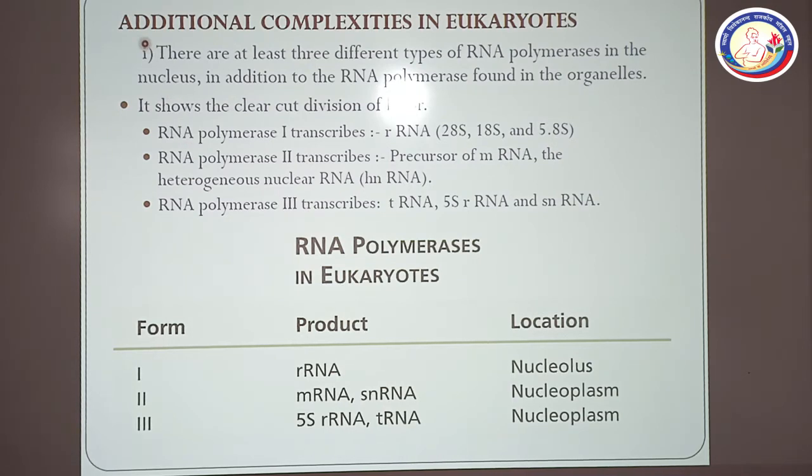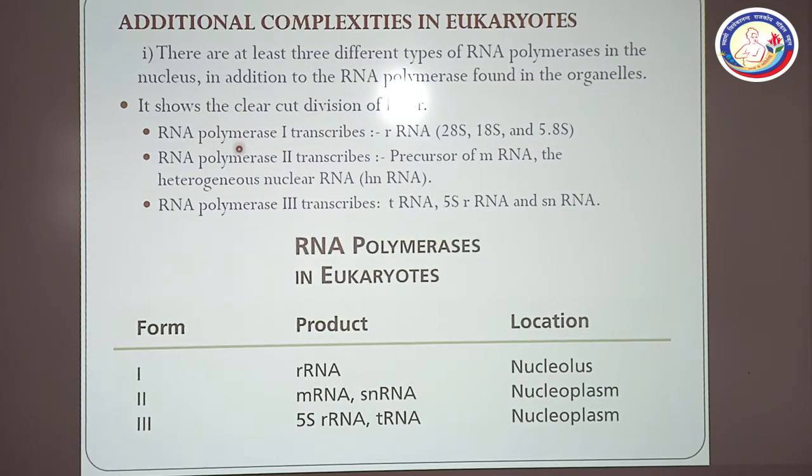Now the next one is additional complexities in eukaryotes. Eukaryotes have much more complexities. There are at least 3 different types of RNA polymerase enzymes in the nucleus, in addition to the RNA polymerase found in the organelles. Cell organelles also possess an RNA polymerase that is different from those. It shows a clear-cut division of labor. So the presence of different types of RNA polymerase is the symbol of division of labor.